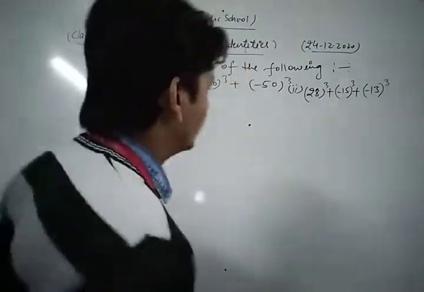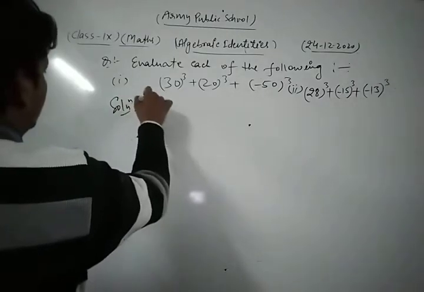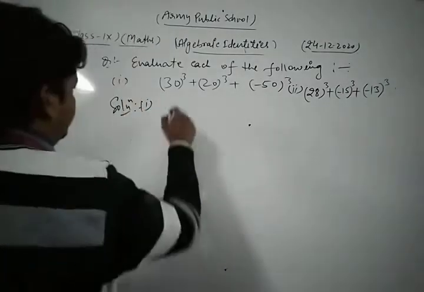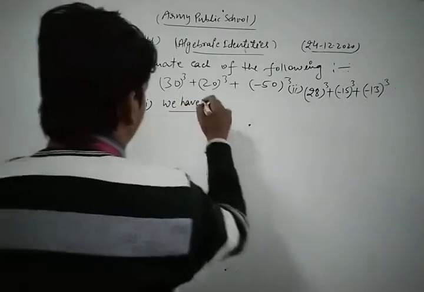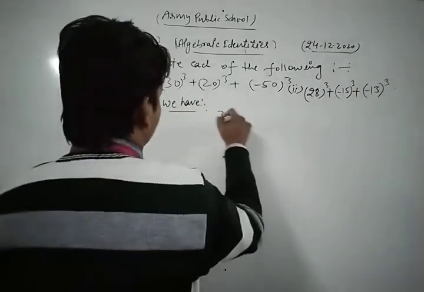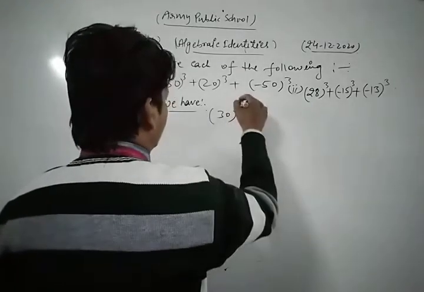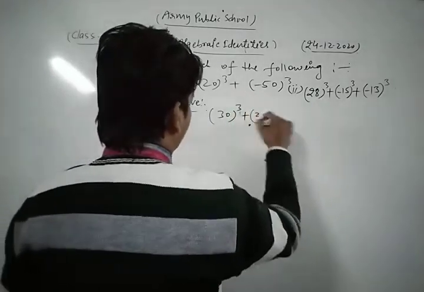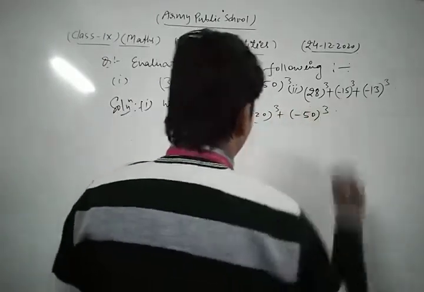Let's see, dear friends. So let's solve the first question, the first part of this question. First of all, we write, we have here 30 cube plus 20 cube plus minus 50 cube.